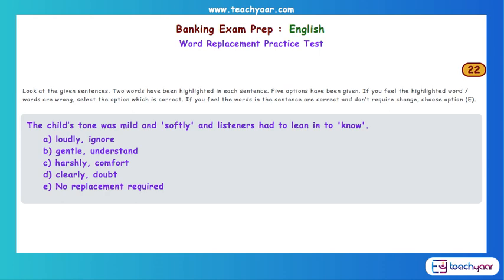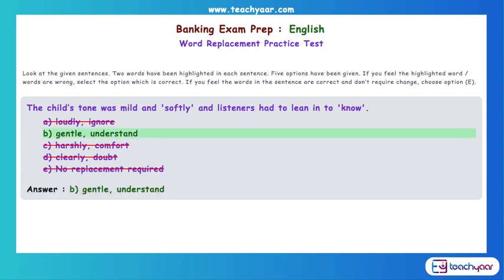The child's tone was mild and softly, and listeners had to lean in to know. Mild and softly. Softly is wrong. So loudly is wrong. Harshly is wrong. Clearly is wrong. No replacement is wrong. What is the answer? Gentle, understand.